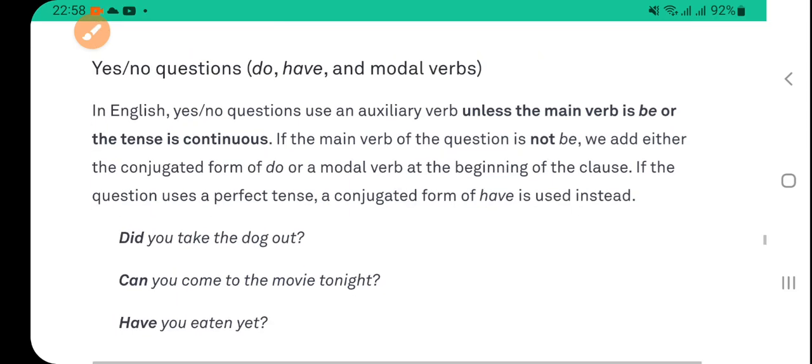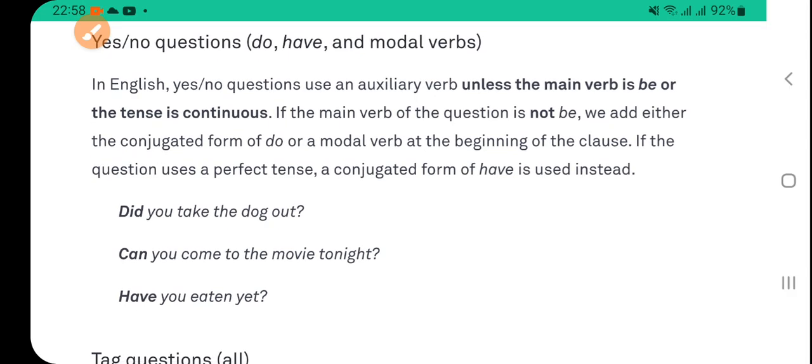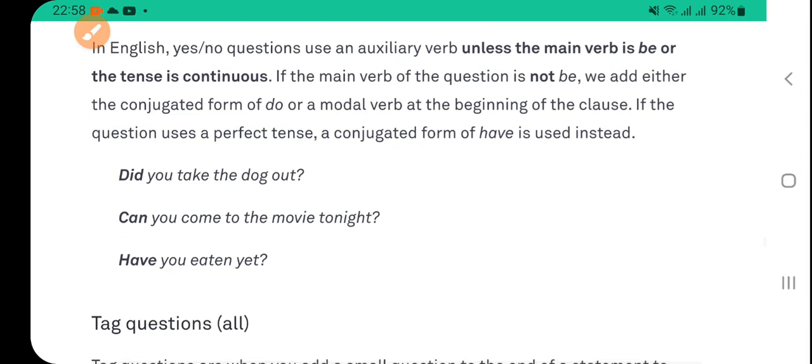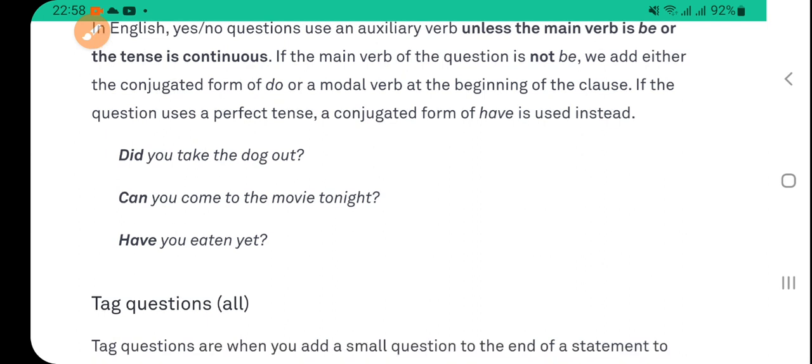Then last is yes no questions, do, have, modal verbs. In English, yes no questions use an auxiliary verb unless the main verb is be or a continuous tense, right? So that is if the main verb of the question is not, so that's just vice versa.